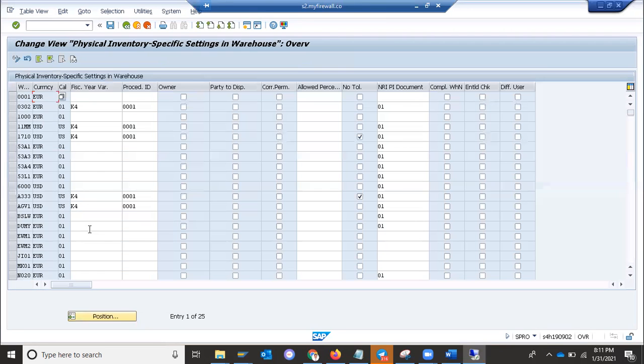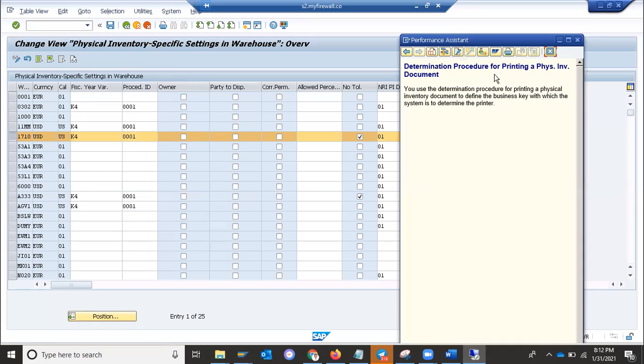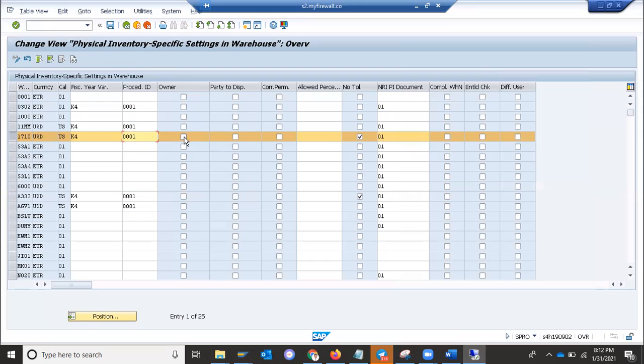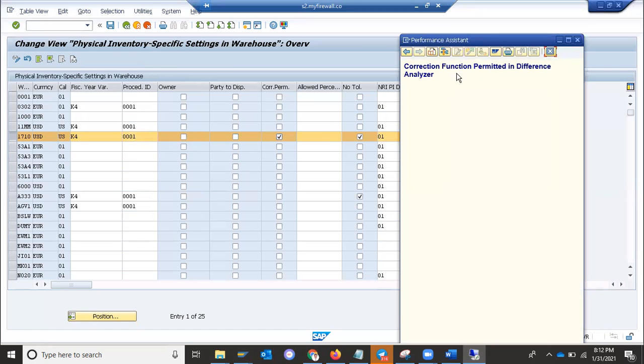Now, the specific physical inventory document setting. It has some specific fiscal year-like setting. Like for this, what will be the currency? What will be the calendar? What will be the year-end variant? K4 for finance, right? We know that it is the financial year-end variant. What will be the proceeding printing for the physical inventory document, right? Who will be the owner? Who will be the party to disposal? What will be the specific parameter for correlation function permitted in difference analyzer?